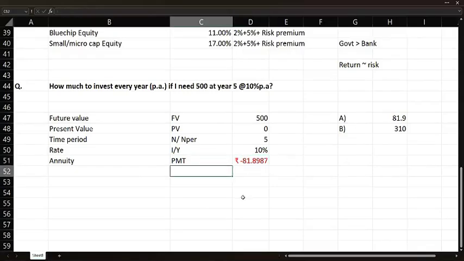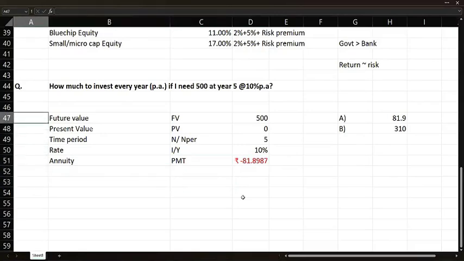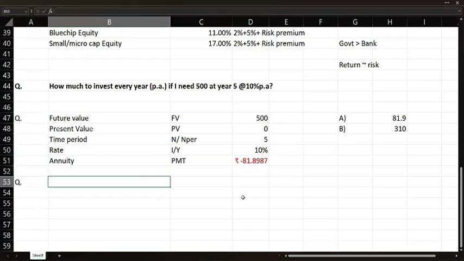8987. Okay. Now, let me carry forward. Let me build some questions around this only. Next question. If I want to pay this exactly the same amount, I want to pay this 81.89.